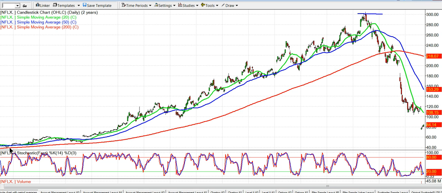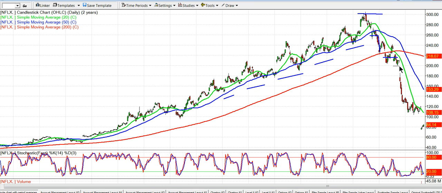Now, 2 years ago, this was a $40 stock, so had you had your stop below these levels here, you could have ridden this all the way up to 300. Then notice here we broke the 50, came all the way back down to the 200. Once we broke the 200, then all bets were off on how far this was going to go.